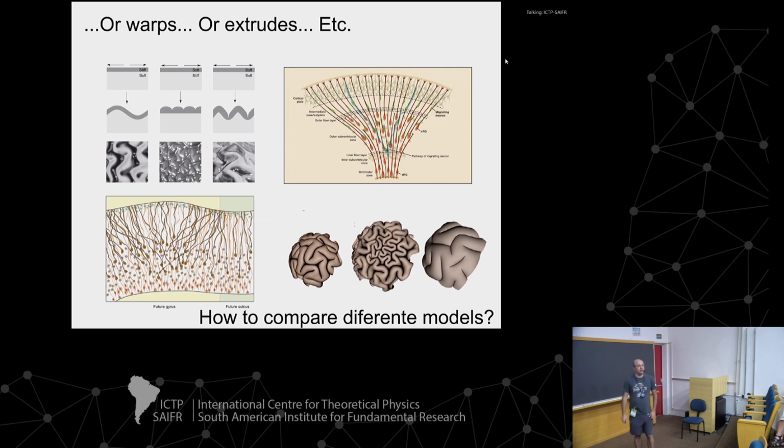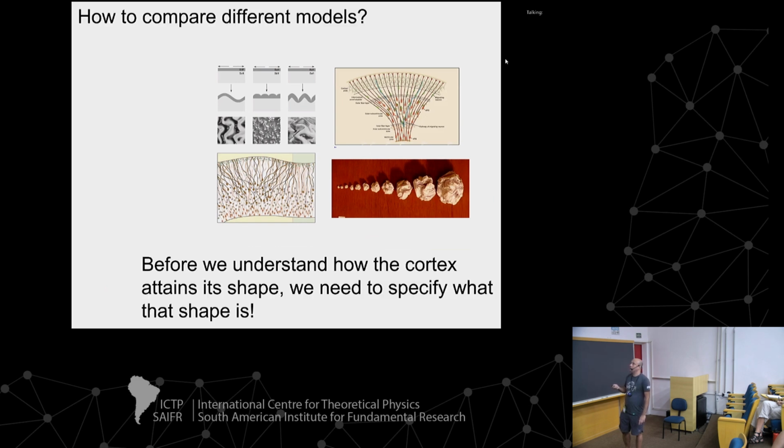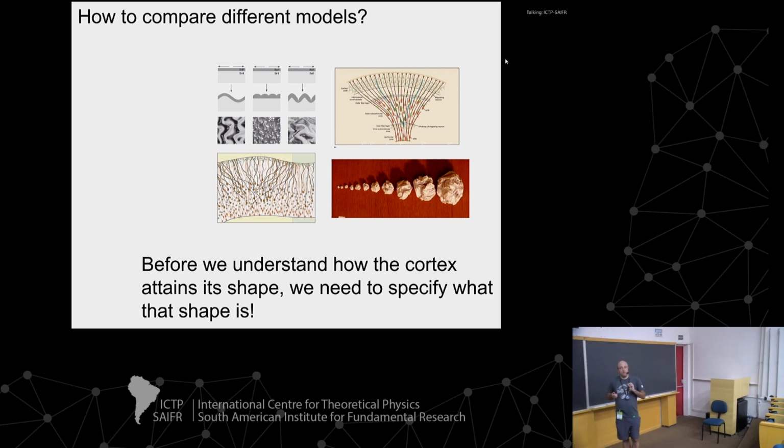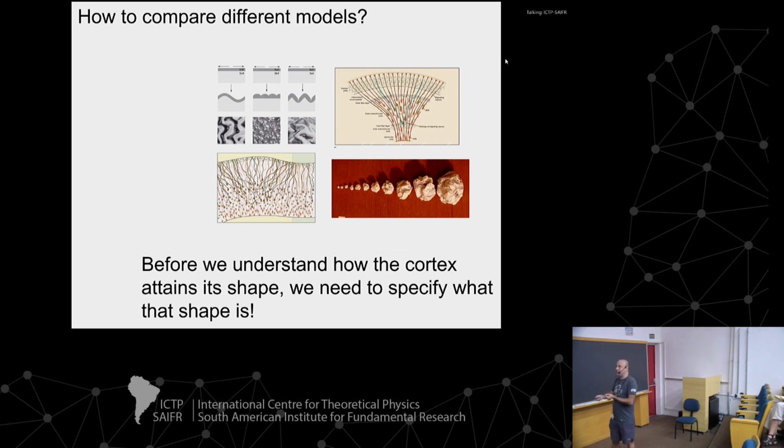And how can you compare these different models? How can you tell that my model is correct, but that guy's model is wrong, or his model is wrong, and mine is right? How can you tell them apart? The thing is that we start from the wrong question. Because instead of asking how does the cortex fold, you actually have to have a much better understanding, a more discriminating description of what is the shape the cortex folds into. You have to specify the shape. We have to specify the shape better than we did before.